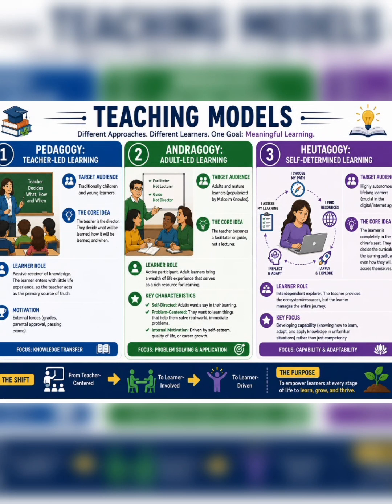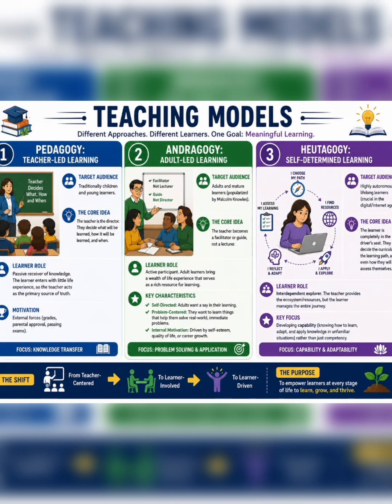Then we reach the peak of learning autonomy in column number 3, that is heutagogy or self-determined learning. This is highly essential in our modern digital and internet age for autonomous lifelong learners. In this model, the learner is completely in the driver's seat. They don't just consume a curriculum, they decide the curriculum, choose their learning path, find resources, and even assess themselves.